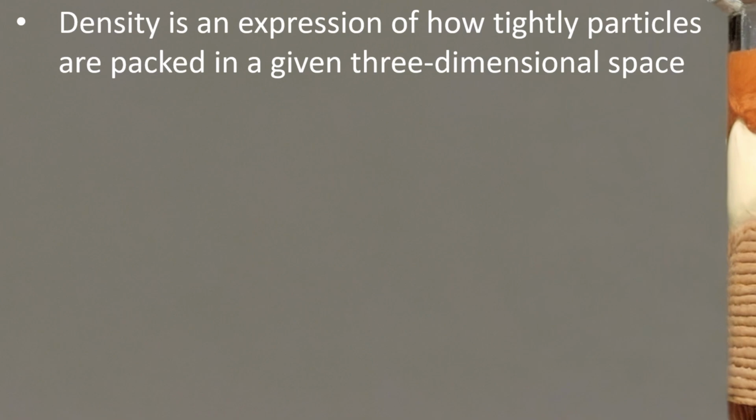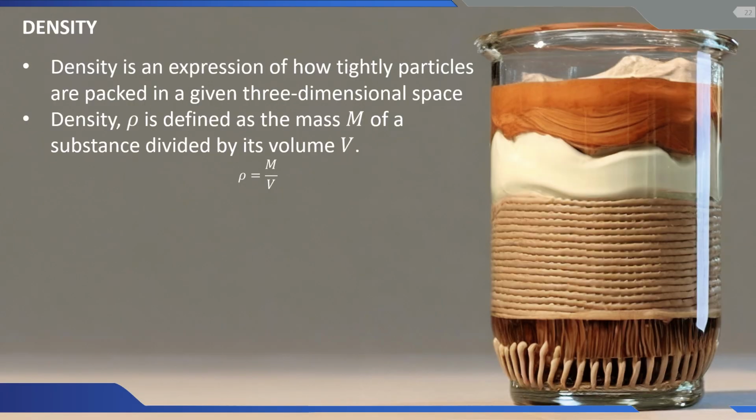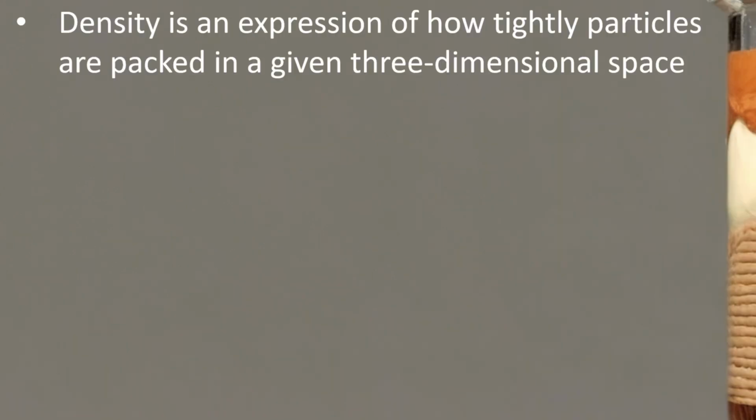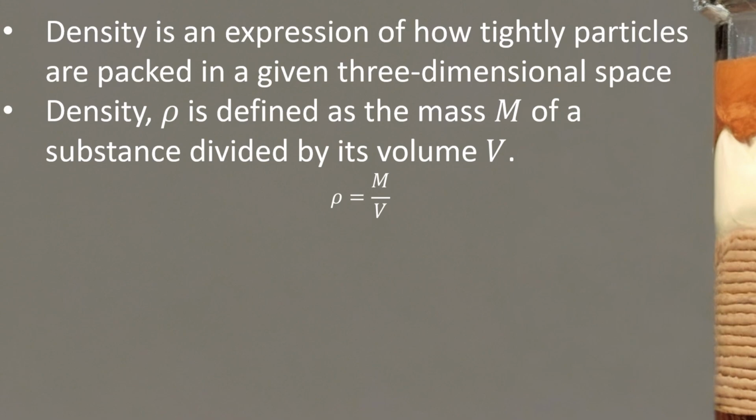Density is a quantitative measure of mass per unit volume. It is a way to express how much mass is contained in a given three-dimensional space. Distinctly, density is defined as the mass of a substance divided by its volume. The standard metric unit for density are kilogram per cubic meter or grams per cubic centimeter.